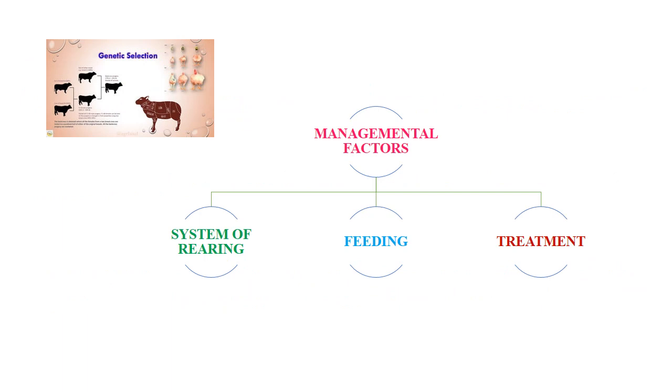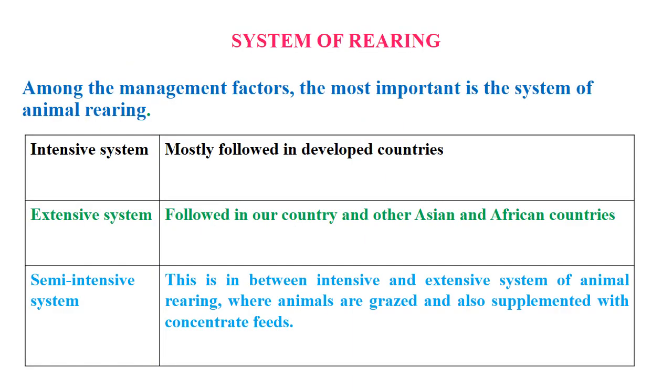Now we will discuss the managemental factors. We are discussing the pre-slaughter factors affecting meat quality, in which we first discussed the rearing factors. Now managemental factors, of which there are three kinds: one is system of rearing, another is feeding, and another is treatment. Treatment means healthcare-related drugs which have an influence on the meat quality. First we will discuss system of rearing.